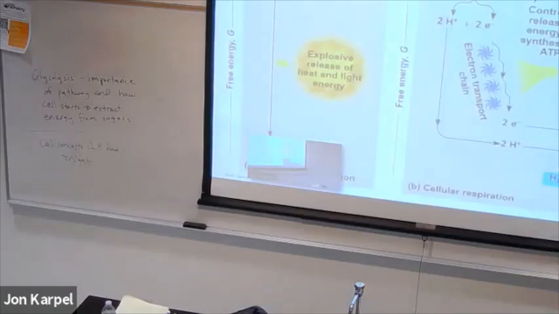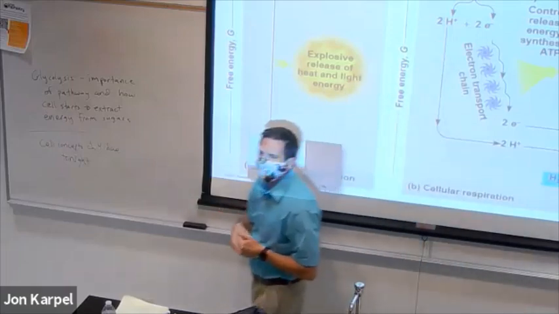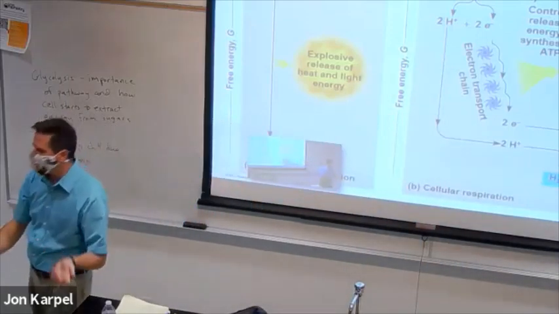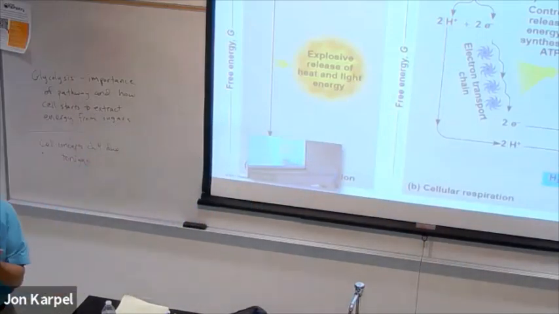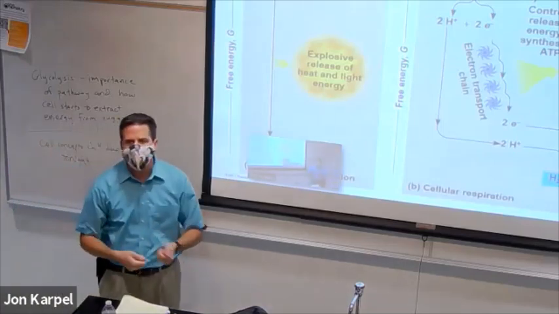And this is kind of what I was talking about. Instead of having a huge release of energy all at once, where you can capture very little of that, the cell is going to do it in a stepwise fashion. So glycolysis is 10 different steps. Many of them are redox reactions where they're just slowly extracting this energy.